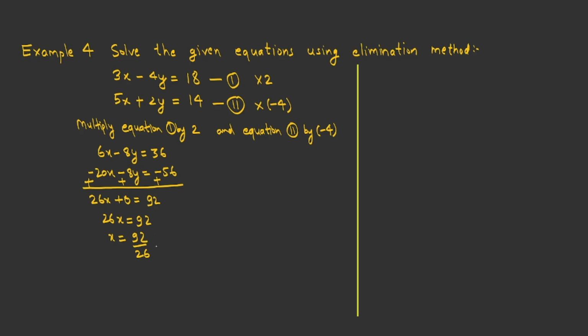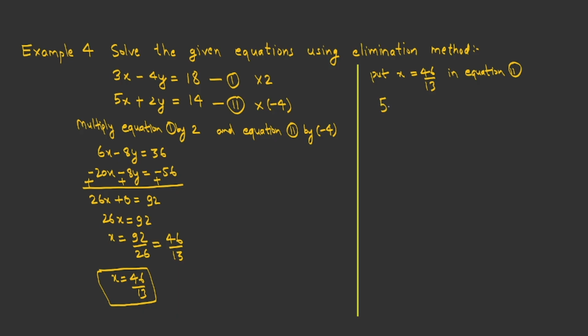The greatest common factor of both the terms, that are numerator and denominator, is 2 only. So here you will get 46 upon 13. So you have got value of x as 46 upon 13. Now to get the value of y, put the value of x in any of the equation. So put x equals to 46 by 13 in equation 2.